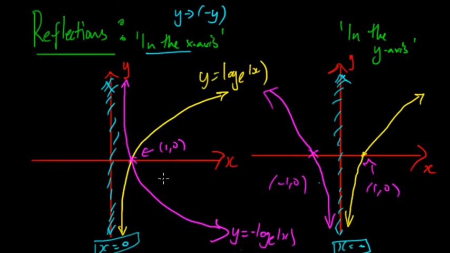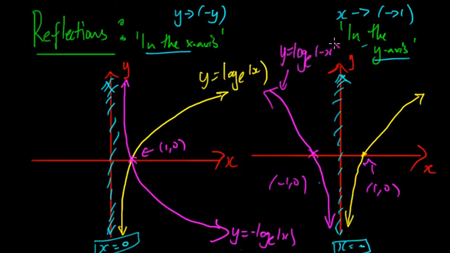So with the reflections, just graph them out. They don't change the asymptote. Then just look at the x-intercept, see how it changes, and then look at the equation. So if it's in the y-axis, you're replacing x with -x, and this means this graph will be y is equal to log e of -x.